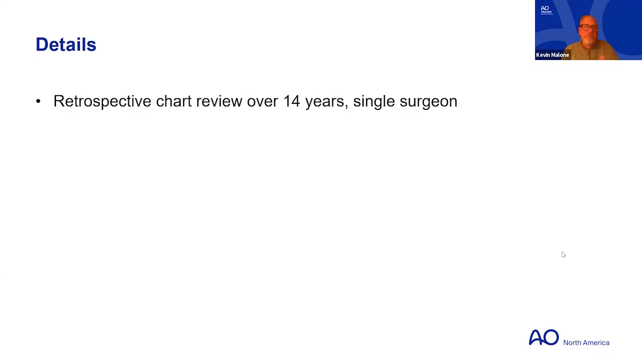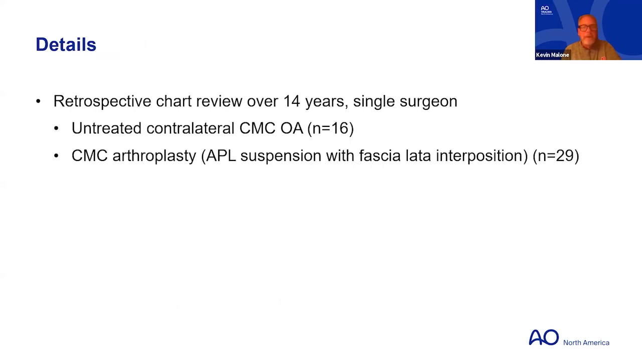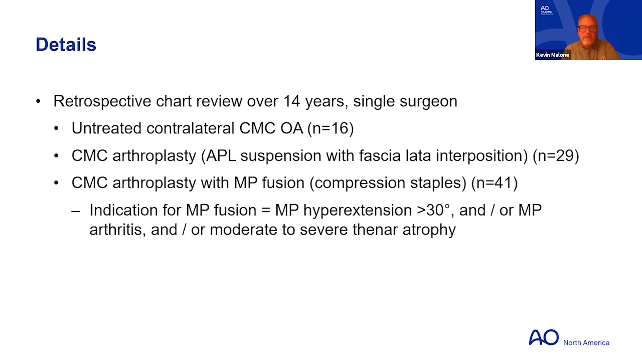So this is a retrospective chart review, single surgeon, 14 years. You had 16 individuals that they assessed who had untreated contralateral CMC arthritis compared to a side that they operated on. They had 29 patients who underwent a CMC arthroplasty, and their technique was an APL suspension with fascia lata interposition. And then the largest group, 41, was CMC arthroplasty with MP joint fusion. It was the same arthroplasty technique, with fusion done with compression staples.